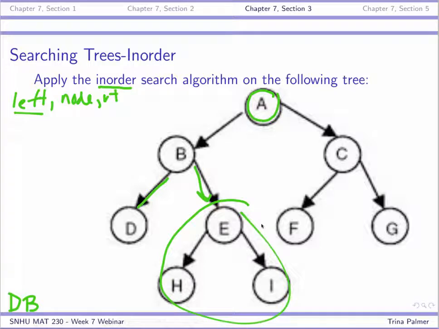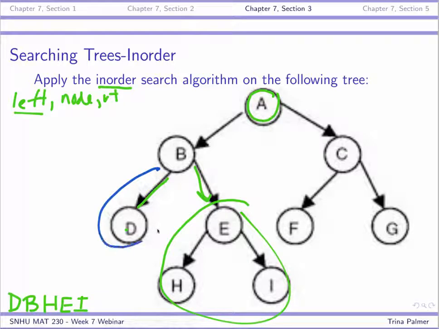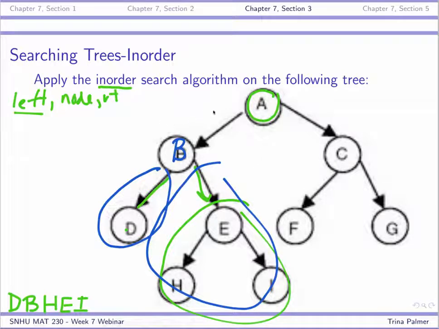So again, the tree says left, node, right. So on this little mini tree, I go left, which is H, node, which is E, right, which is I. So now I've just done the left of B. Let me use a different color. I did the left of B, then I did B, and then I did the right of B. So all of that is the left of A. So it's all this stuff on that side. So I did left of A, so now I'm going to go back up to the node.